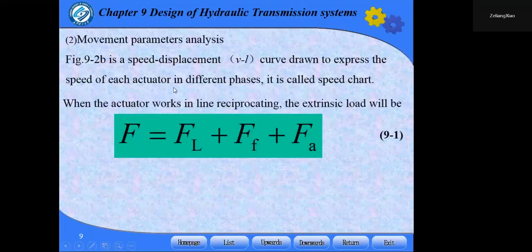When the actuator works in a line, the external load will be calculated in this equation: F equals FL plus FF plus FA. F is the load of the working.